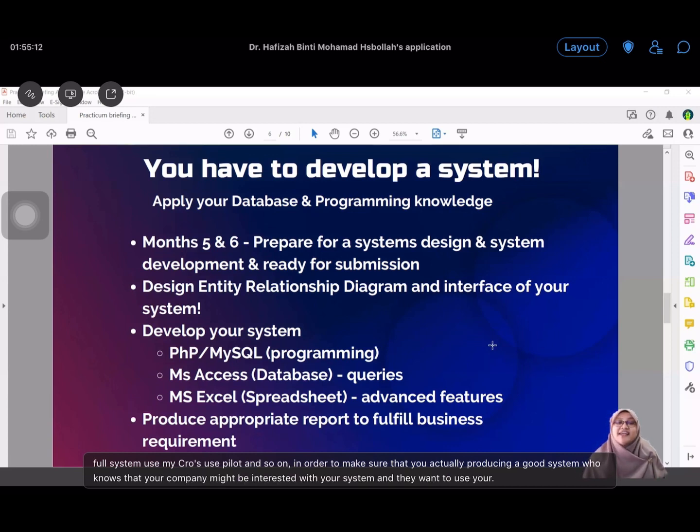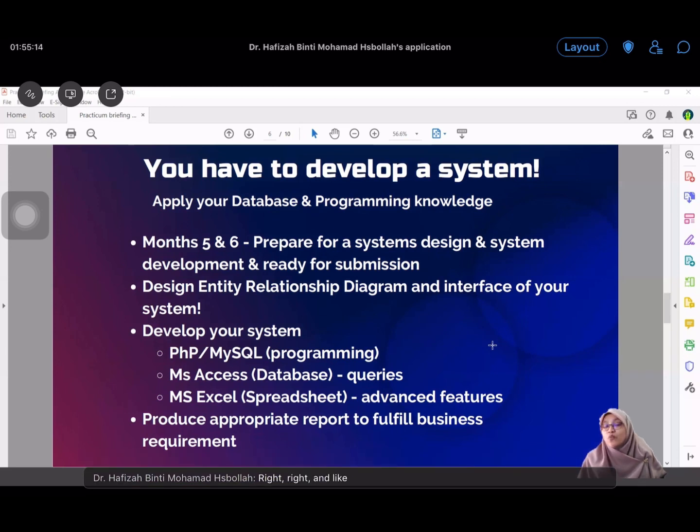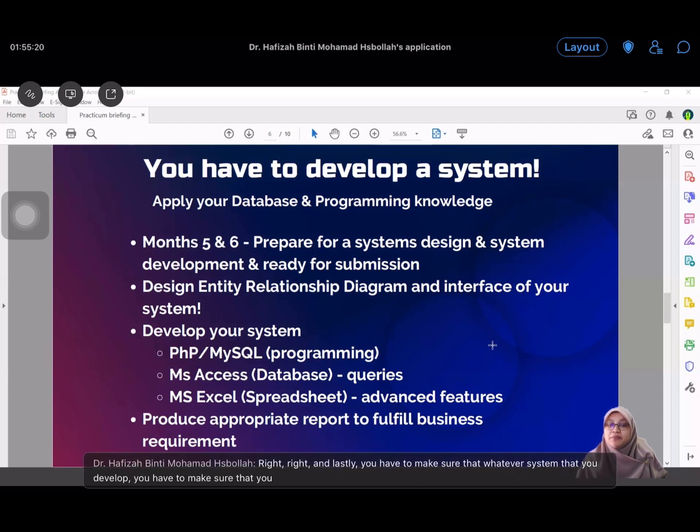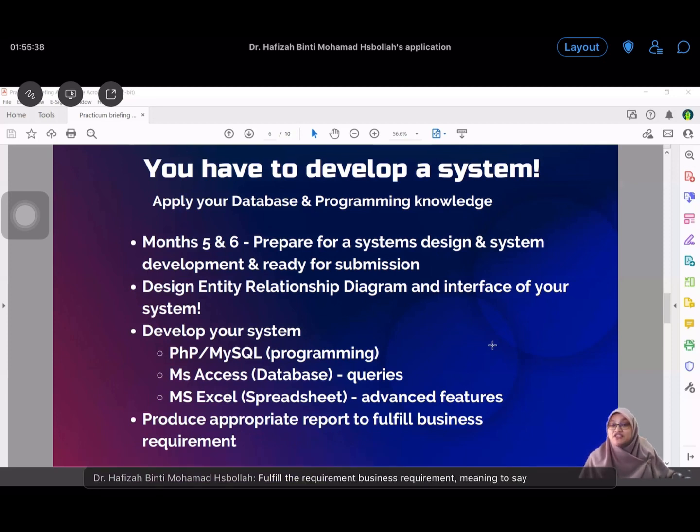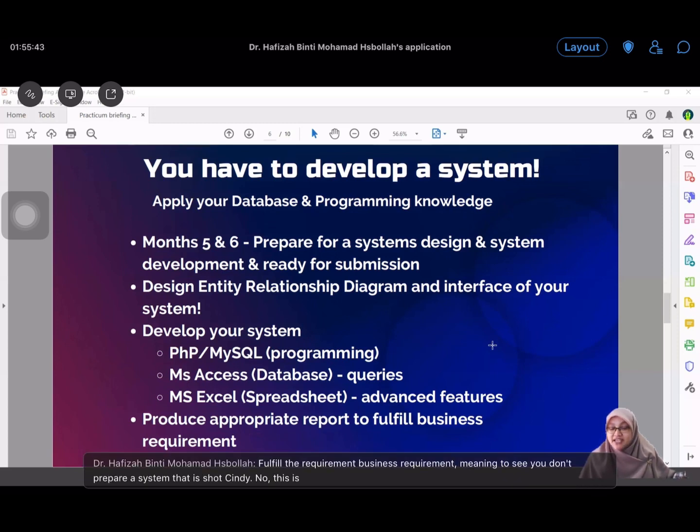Right? And lastly, you have to make sure that whatever system you develop, you produce appropriate reports to fulfill the business requirement. You go back to what the problems actually are, what the users actually want, and then you make sure that whatever reports you produce fulfill the business requirement. Meaning to say, you don't prepare a system that is just for yourself. No. The system must have a purpose. Okay, you can check the rubric later on, to see how we, as lecturers, evaluate your system.